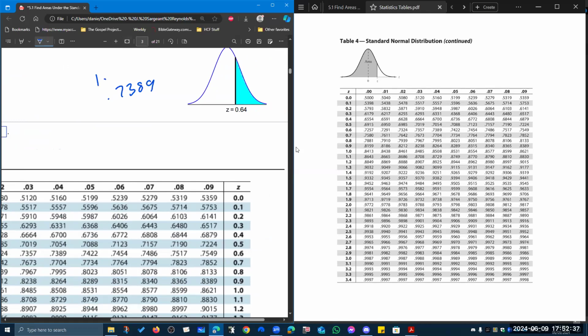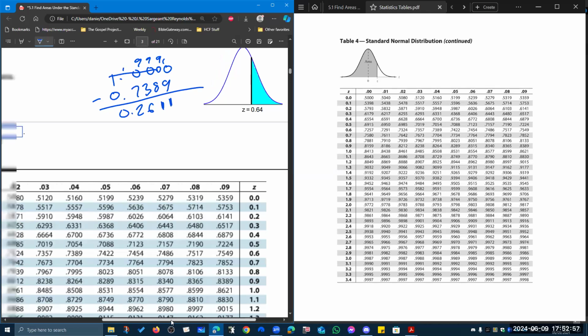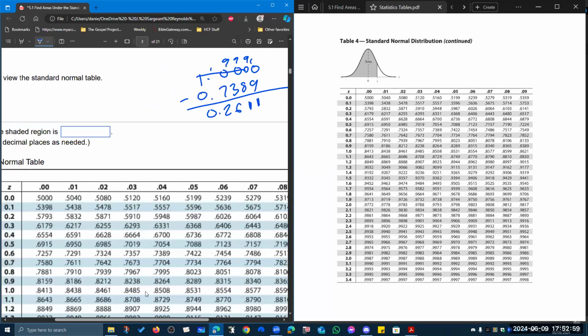And I have 1.0000 minus this. This is 0.99910. And this is 1.162. So that's going to be my answer here, 0.2611.